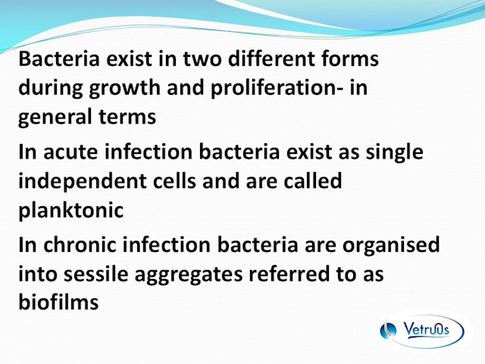So, let's think first of all about what a biofilm actually is. And what we know from bacteria is that they can exist in 2 different forms. In acute infection, they're seen as independent cells, so cells floating about in that purulent exudate, and in this state they're called planktonic. As diseases become more chronic though, what we find is the bacteria become organised and they form these sessile aggregates which we refer to as biofilms.